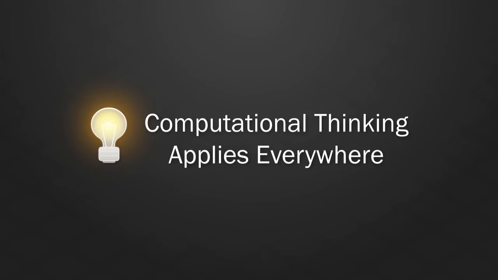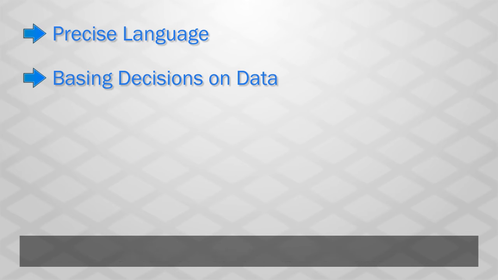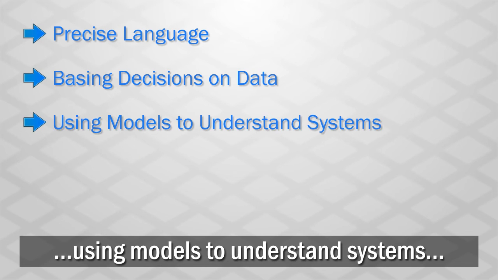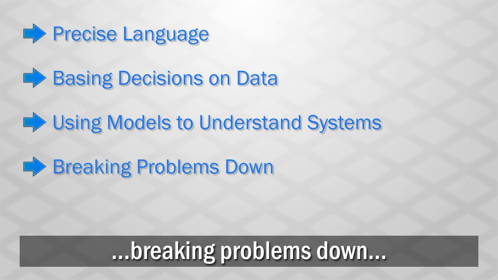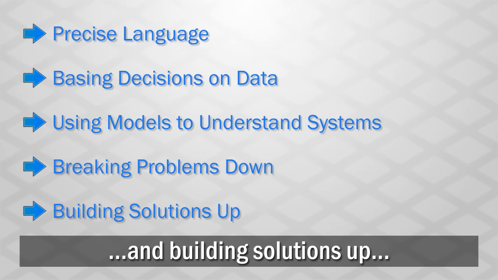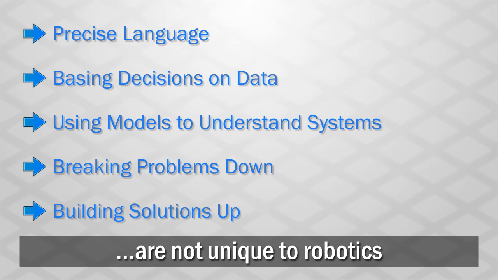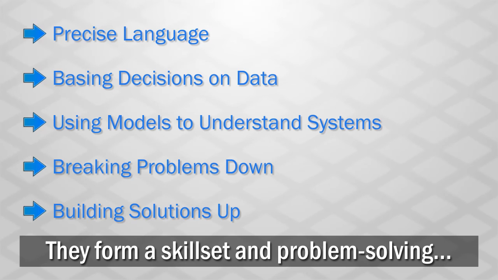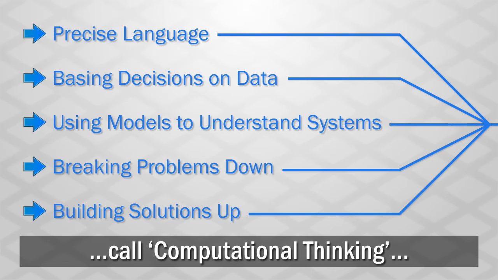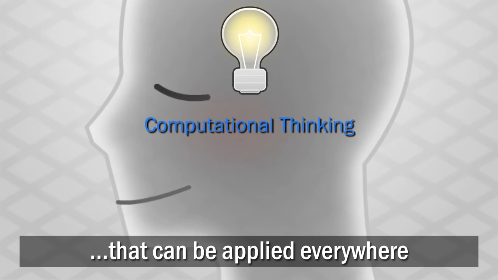Idea number 5. Computational thinking applies everywhere. Finally, the ideas of precise language, basing decisions on data, using models to understand a system, breaking problems down, and building solutions up are not unique to robotics. Together, they form a set of skills and a way of solving problems called computational thinking that can be applied everywhere.